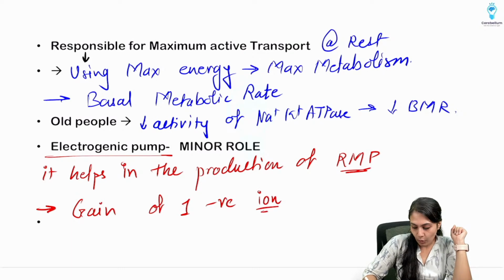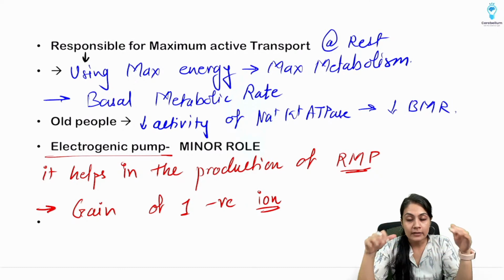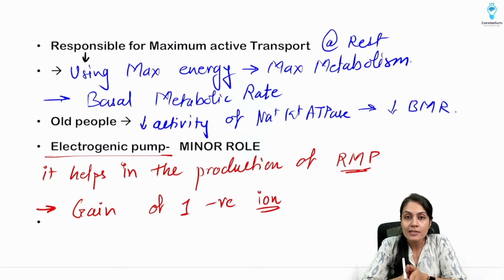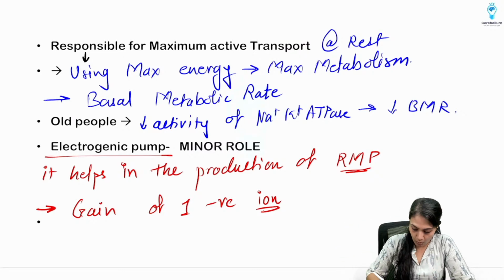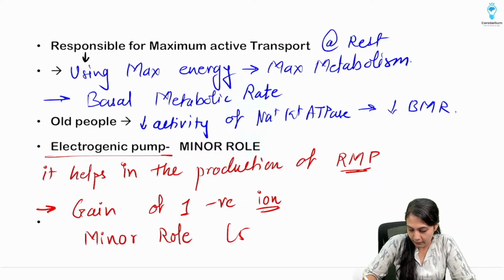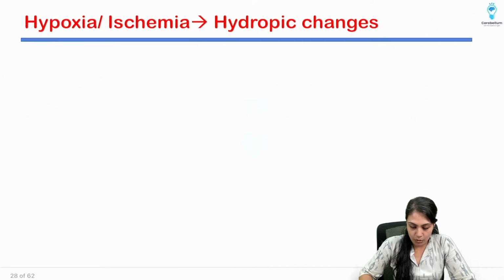And remember, I'm talking about the single exchange. If I see the whole cell, there will be thousands and thousands of sodium potassium ATPase present on the cell, and they are all active at the same time. So there is going to be a lot of negativity generated, but their contribution is minimal. Why? Because it won't contribute as much as the potassium or the chloride. So we can write there is a minor role, only around 5 to 10% contribution in the RMP. Okay, let's move on to the next thing.